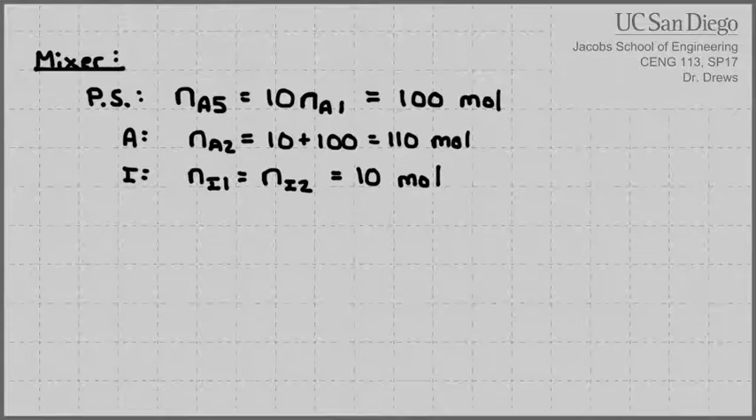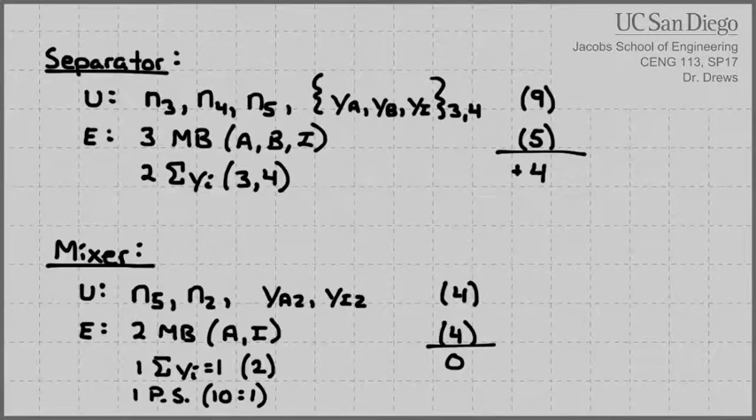We now know quite a bit about our reactor. We actually know everything about streams 1, 2, and 5 right now. So if we wanted to try to incorporate that into our other systems, we can go back here and take a look. It doesn't really help our separator very much. If you look at the unknowns in our separator, we didn't solve for any of those unknowns, so we didn't help anything out right there.